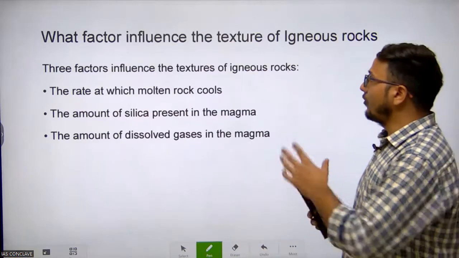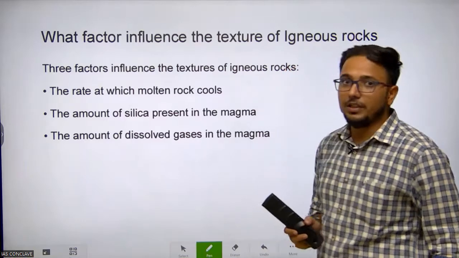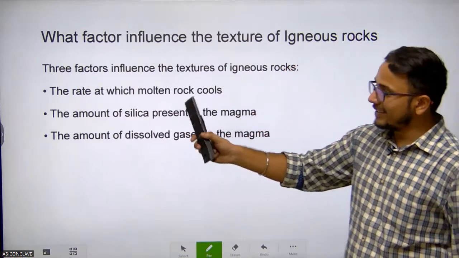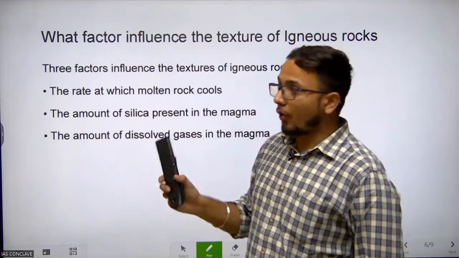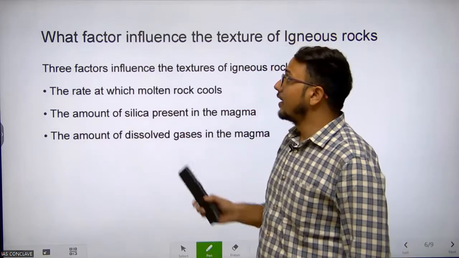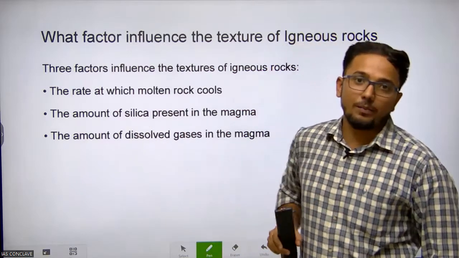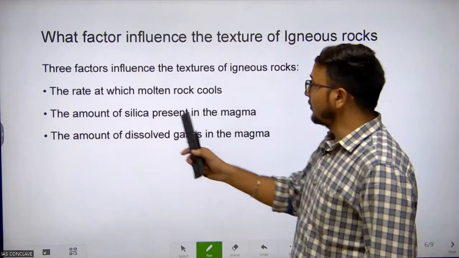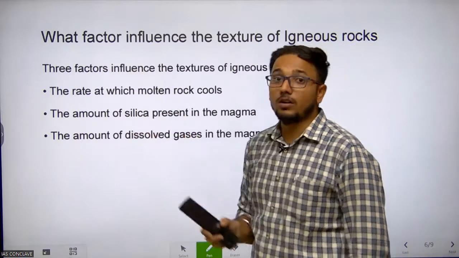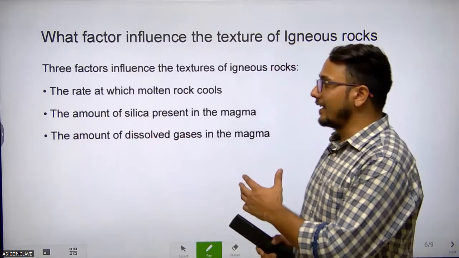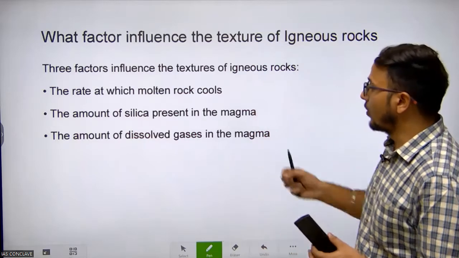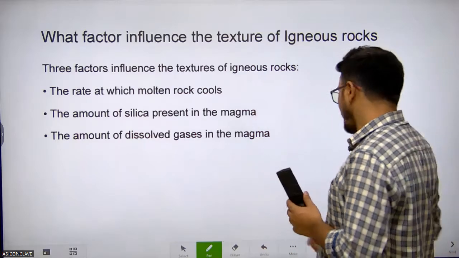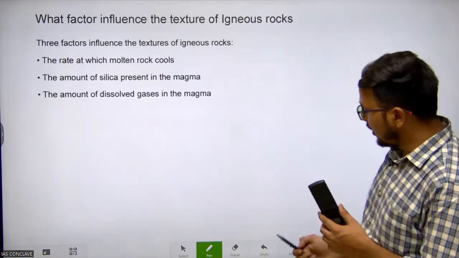Now look at what factors influence the texture of the igneous rock. There are 3 major determinants of rock formation which determine the textures of the igneous rock. First one is the rate at which the molten rock cools, the cooling rate. The second is the amount of silica present. And the third one is the amount of dissolved gases in the magma. Now look at them one by one.